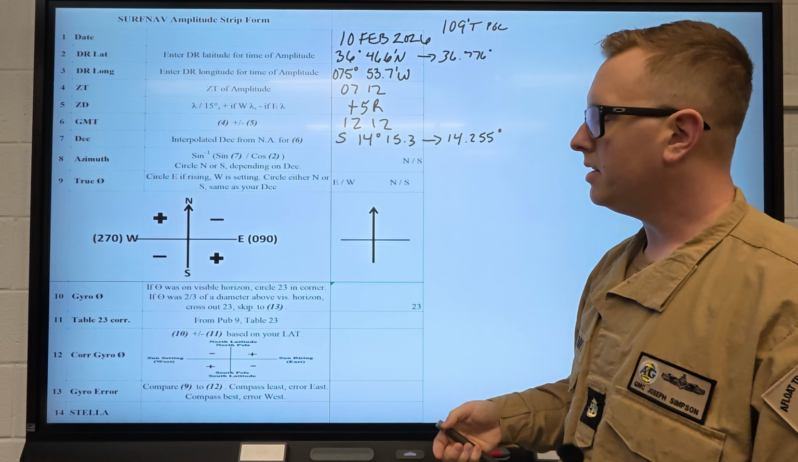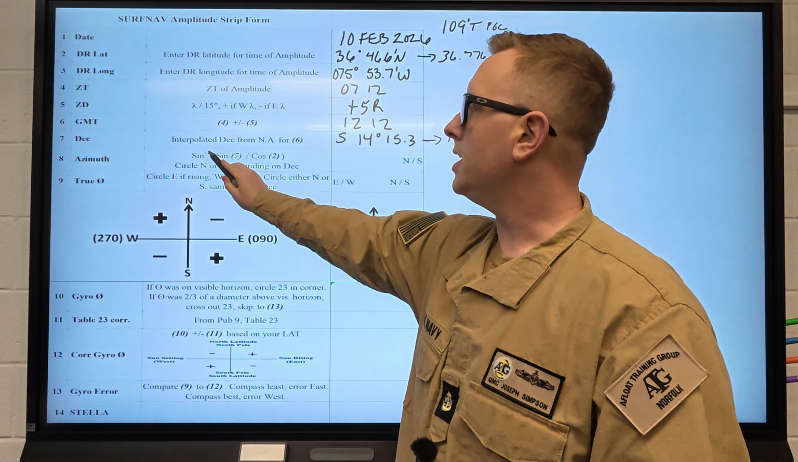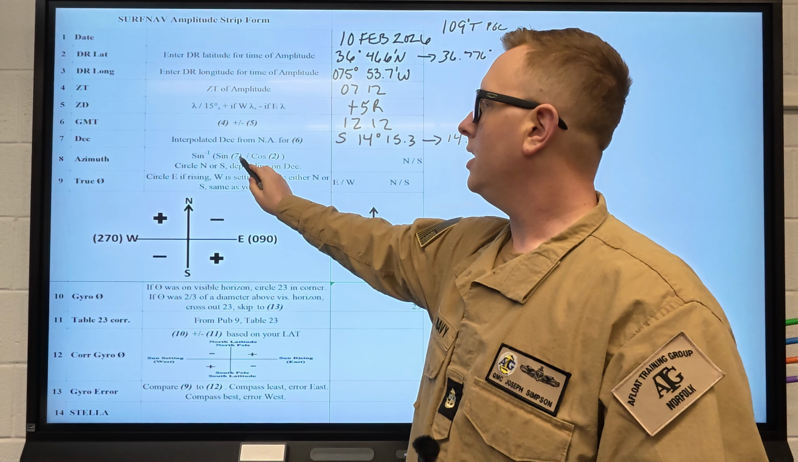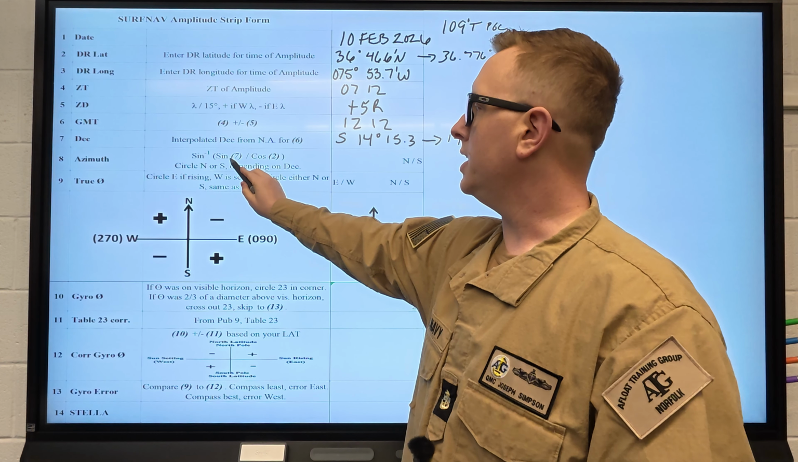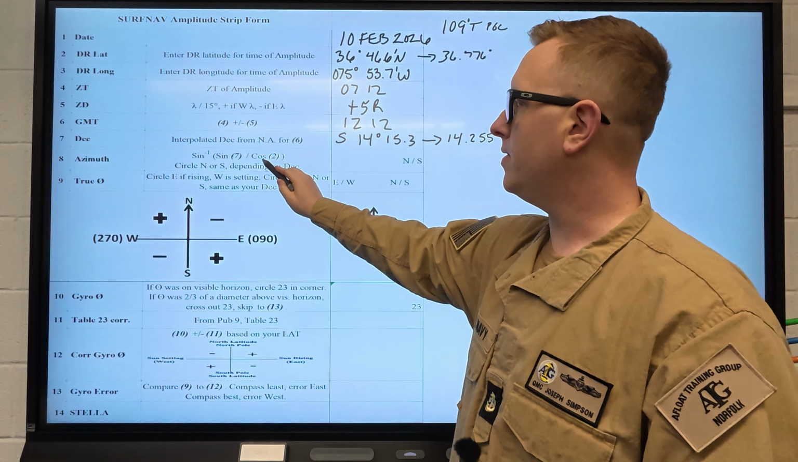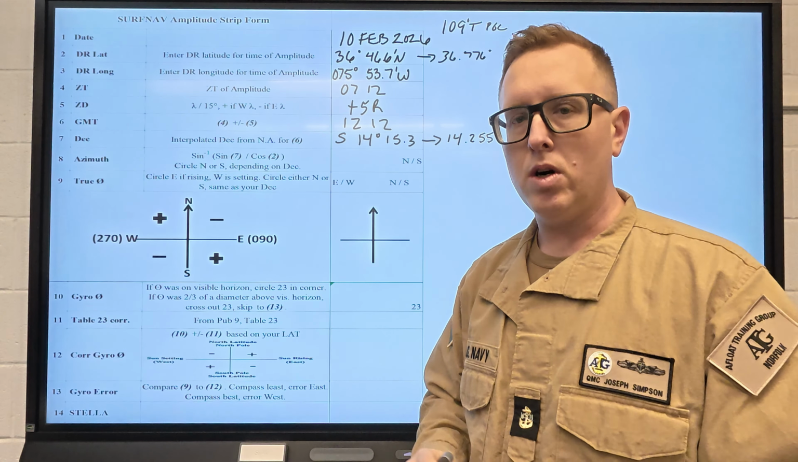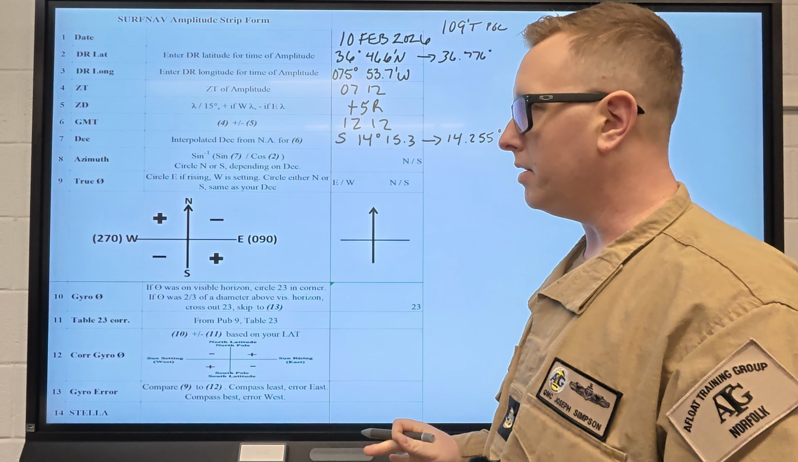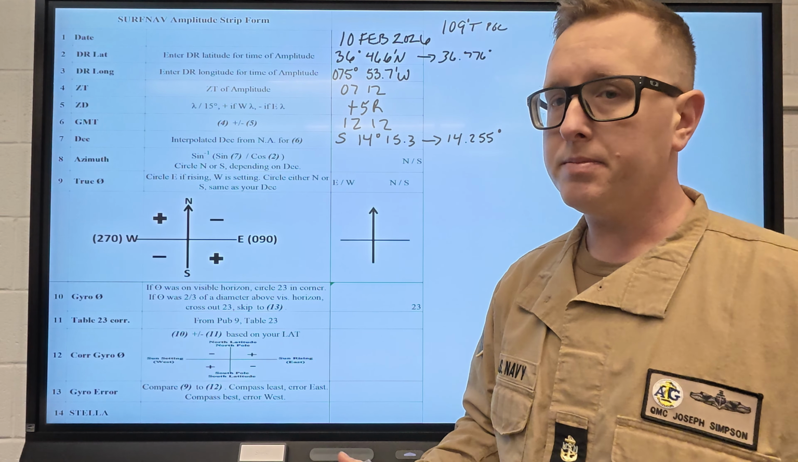All right, number 8. We're going to take sine -1. Well, first we're going to take sine of number 7, which is declination, divided by cosine of your latitude. And once you get that number, it'll be sine -1 of that number. If you have a scientific calculator, you can go ahead and plug it all in at once and hit enter. It'll give you the answer. But for what it would look like, it'll look something like this.